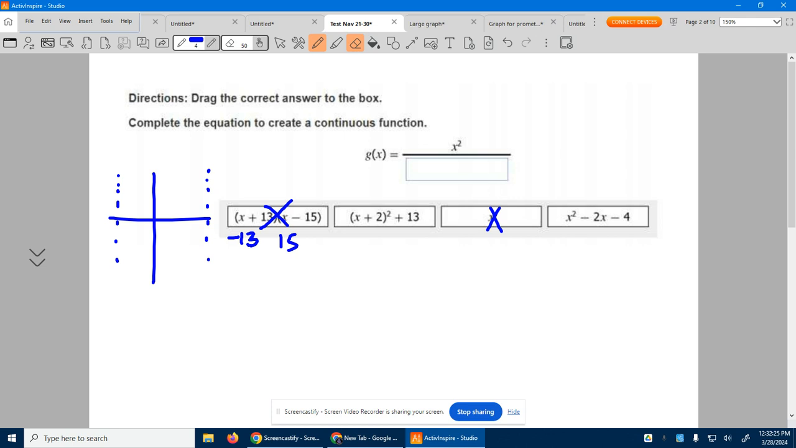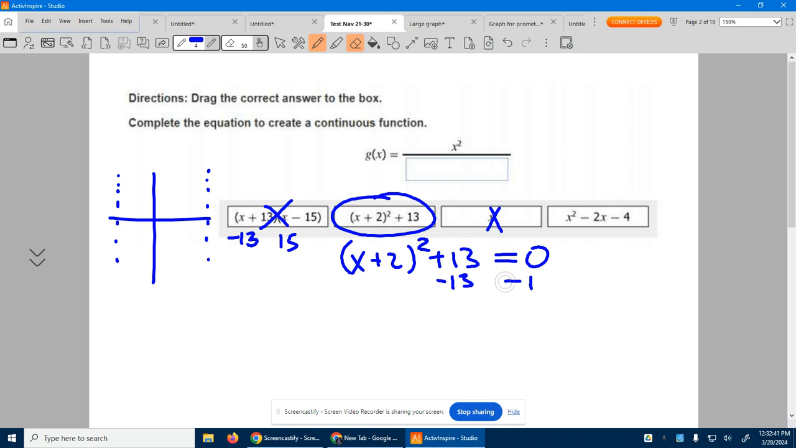Well, here's what I'm seeing. If I put this guy in the bottom, x plus 2 squared plus 13, when does he equal zero? You're going to find out he doesn't. So let's see. I subtract 13. x plus 2 squared equals negative 13. I've got to get rid of the squaring, so I take the square root. When you take the square root of a negative number, it becomes imaginary. There's no real number solutions here. That means that guy's going right here. That's the solution to this problem.